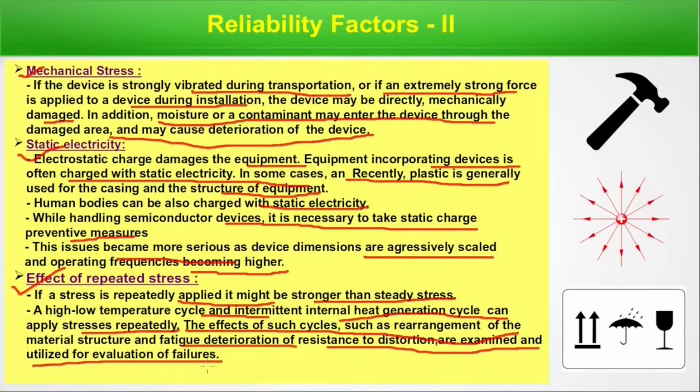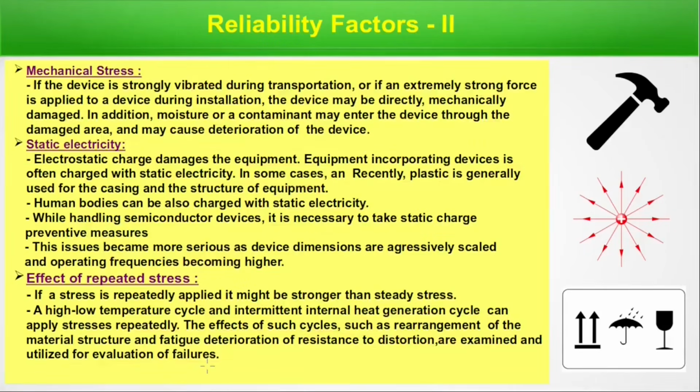Steadily, a stress is there, and intermittently, a low-valued stress is applied. Continuous application of stress, multiple cycles of stress, can lead to failure also. It's not that always a strong steady stress will lead to failure. Suppose for a product or a system, high-low temperature fluctuation or cycles are there. So that also can lead to failure. So we are done with this slide. We will move to the next slide.